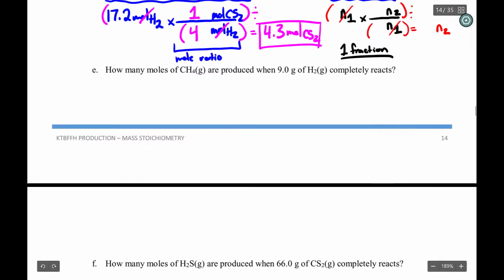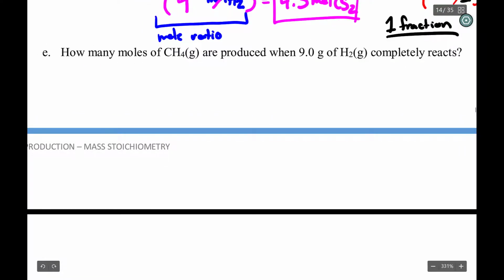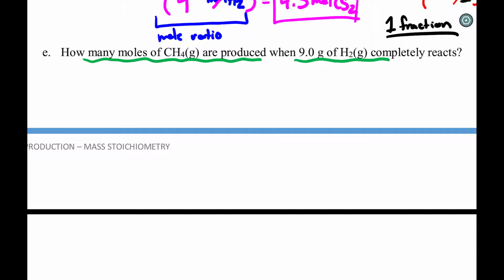So here's our question. How many moles of CH4 are produced when you start with 9 grams of H2? Okay, I have to start with the number I'm given, which is 9 grams of H2.